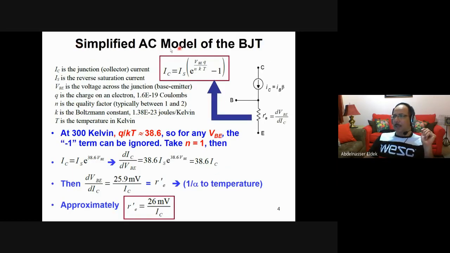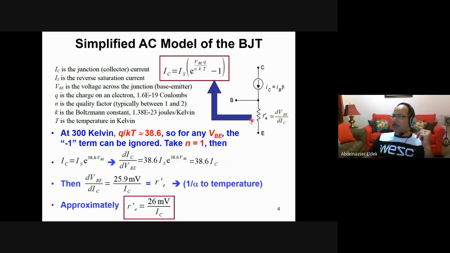So for any BJT, we can simply model it like this. This is the AC model. So we have this current source, which is normal. This is IC equal IB times beta. The only difference here from the previous chapter is that we use a small letter because this is AC. So the relation here is the same. This R prime E is the relation between VBE, the voltage, to the current IC. So the current is this part, the voltage to the current.